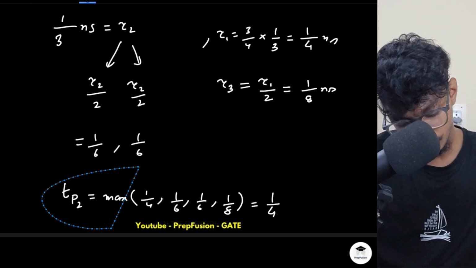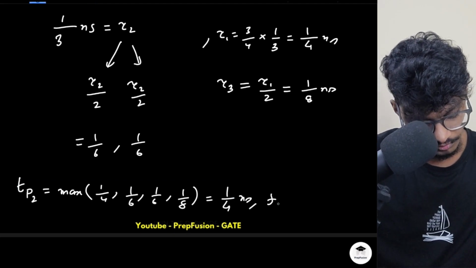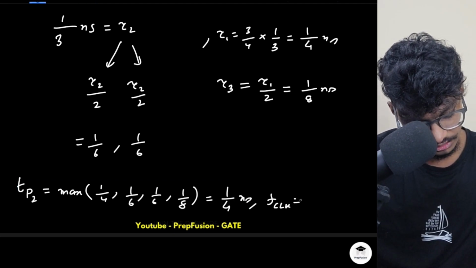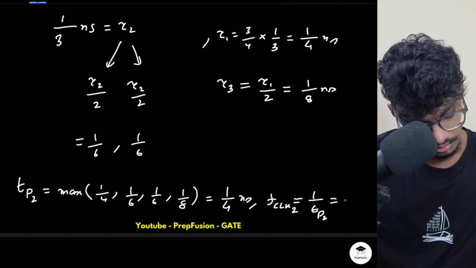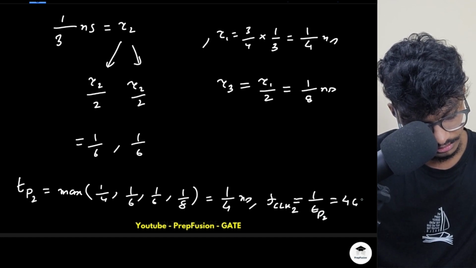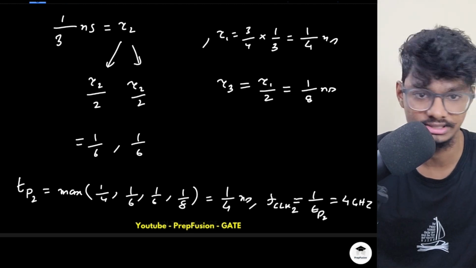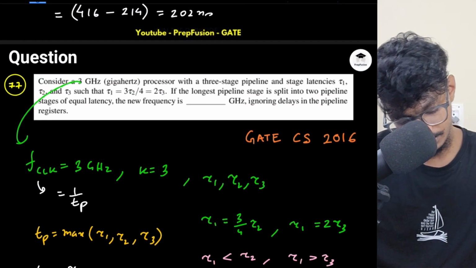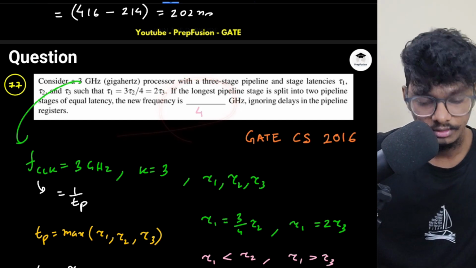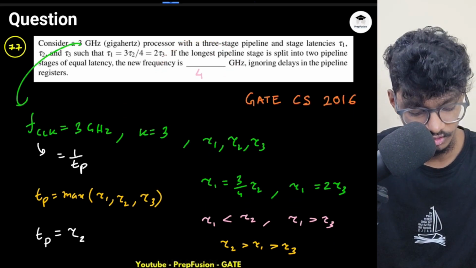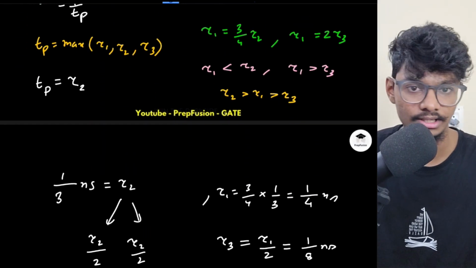So now what will be the clock frequency? This is in nanoseconds. F clock 2 will be the inverse of TP2. So it will be 4 gigahertz. Frequency has increased, right? Because obviously throughput also has increased. So the answer will be 4 gigahertz. So it is a very simple question, but an elegant question, right? Because many things are unknown. You have to identify the question perfectly and find the result.